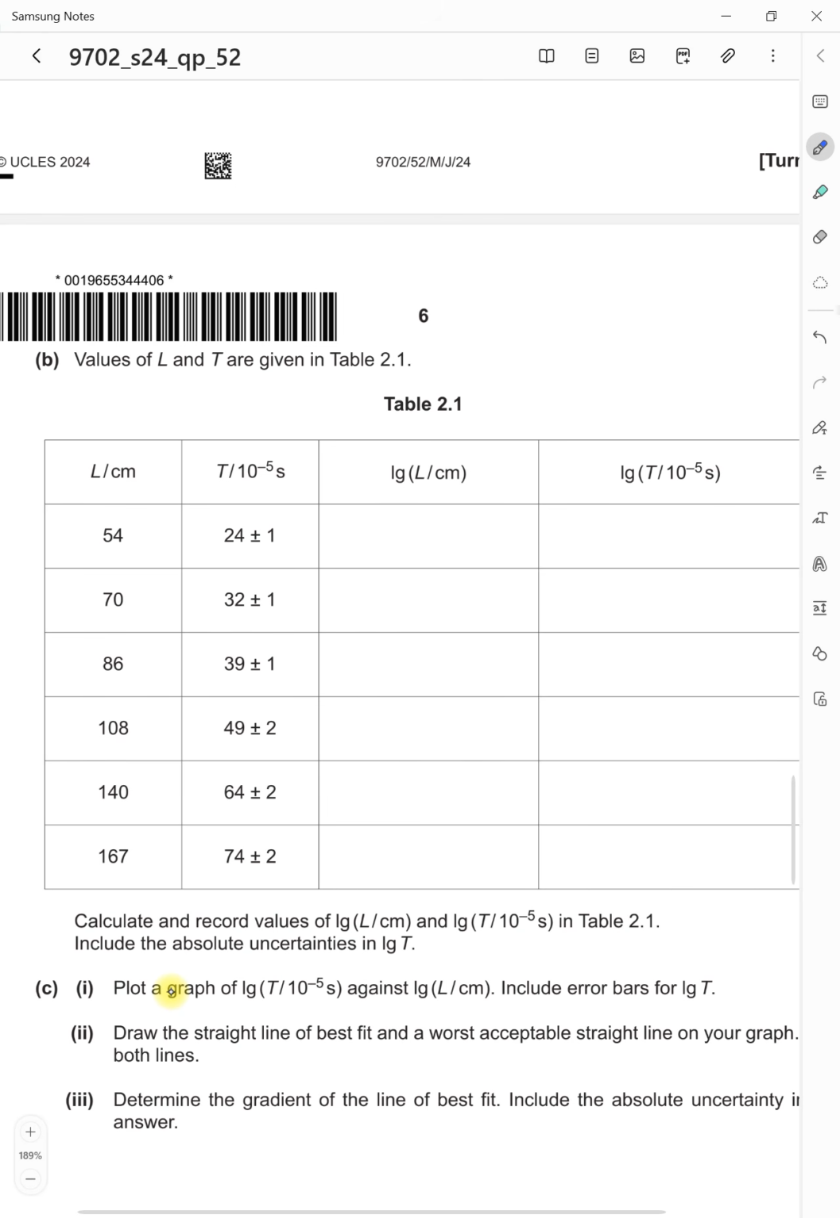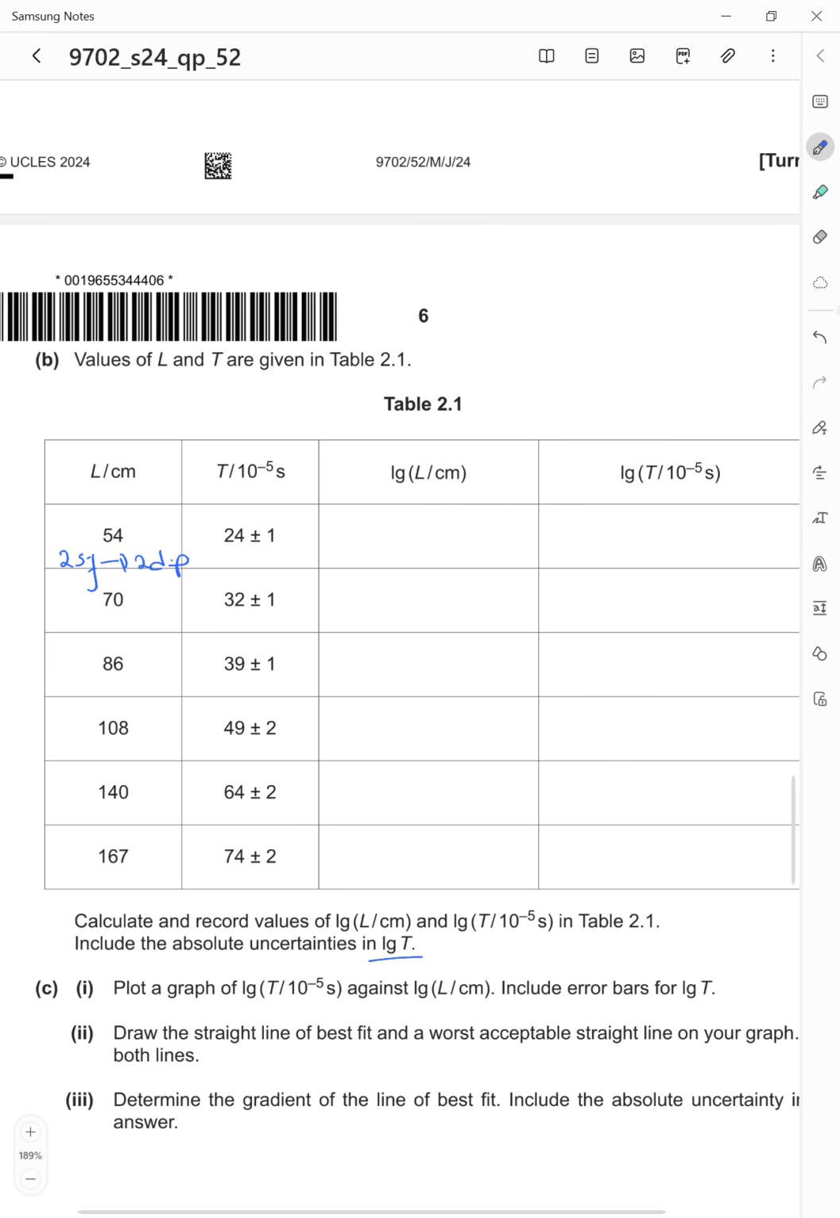The values of L and T are given in the table. Calculate and record values of log L in centimeters and log of T in the table. Include absolute uncertainties of log of T. So for logarithm, when you find the log of a number, the number of significant figures becomes the number of decimal places. So we have here 2 significant figures becomes 2 decimal places.